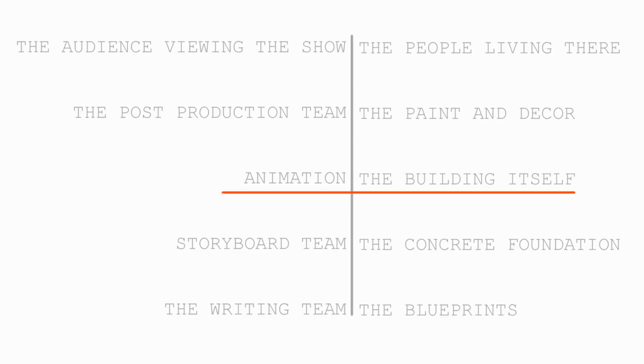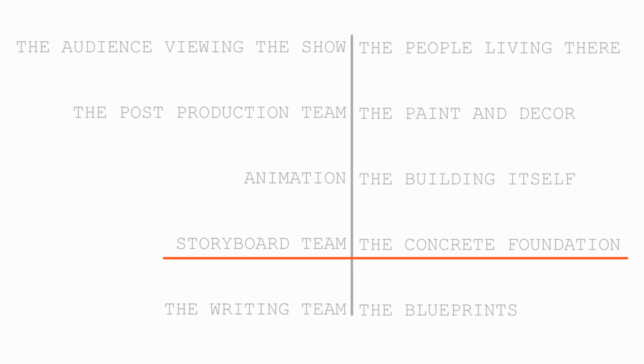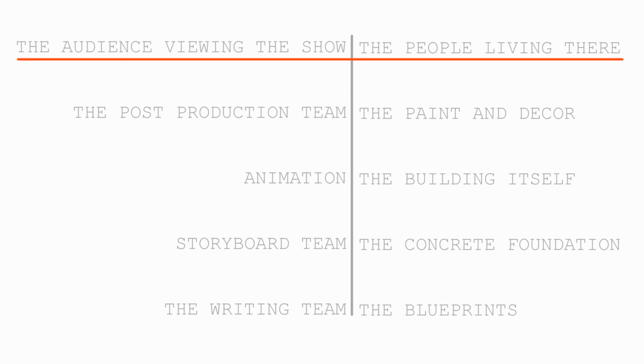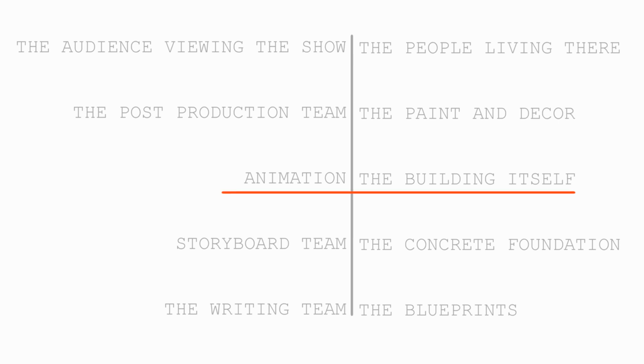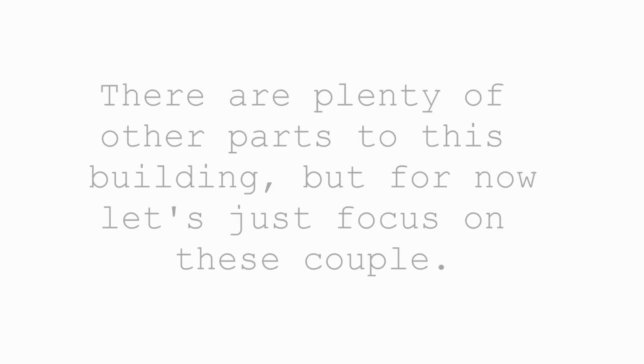For animation storyboards, we're the first step in taking the script and putting it in front of the audience. If the film or episode is the building, we're the foundation it's built upon. It's also important to note that while the person at home is our end goal audience, we have to consider the animators of our studio our audience as well. There are plenty of other parts to this building, like the production team, the post-production team, checking and timing, designers. There's so many jobs to talk about, but we'll get into that in another video. For now, let's just focus on storyboards and animators.